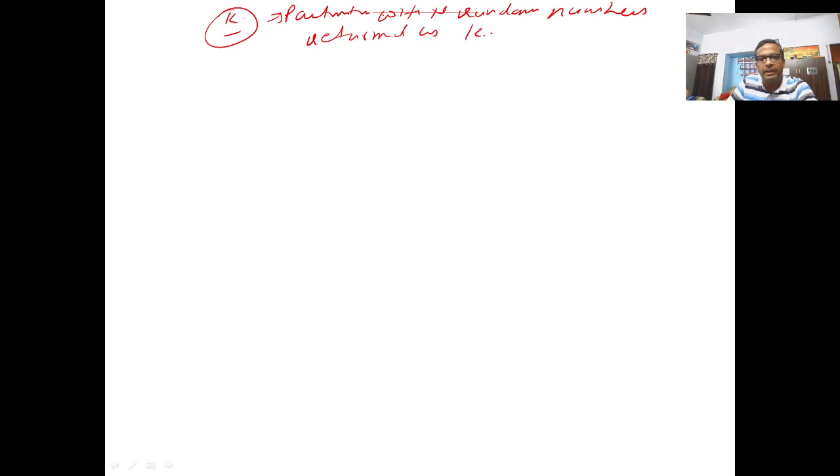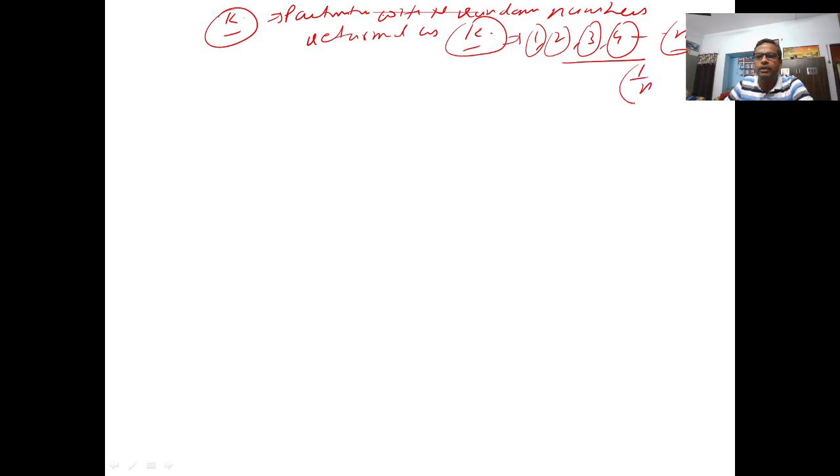Now we know that this k may be 1, 2, 3, 4, or n. It means the pivot element may be the first smallest element, maybe the second smallest, the third smallest, the fourth, maybe the nth. With how much probability? With probability 1 upon n.